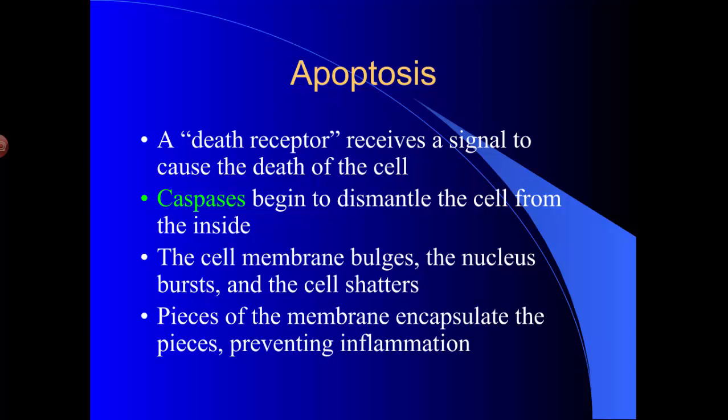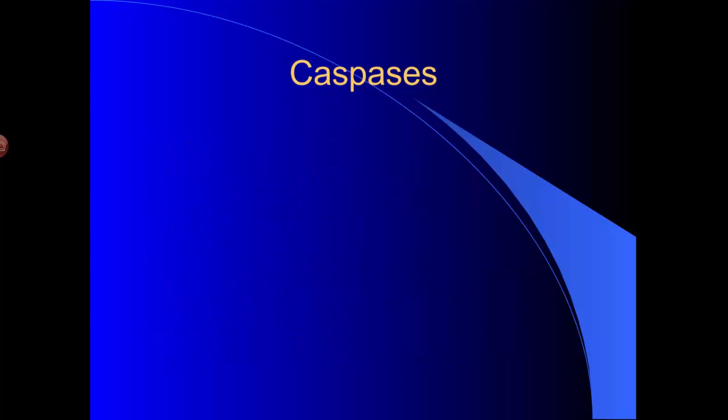Pieces of the membrane from the cell have to cover or surround some of these cell pieces so that you don't get inflammation. And they wait for the phagocytes to come along and clean up the mess.